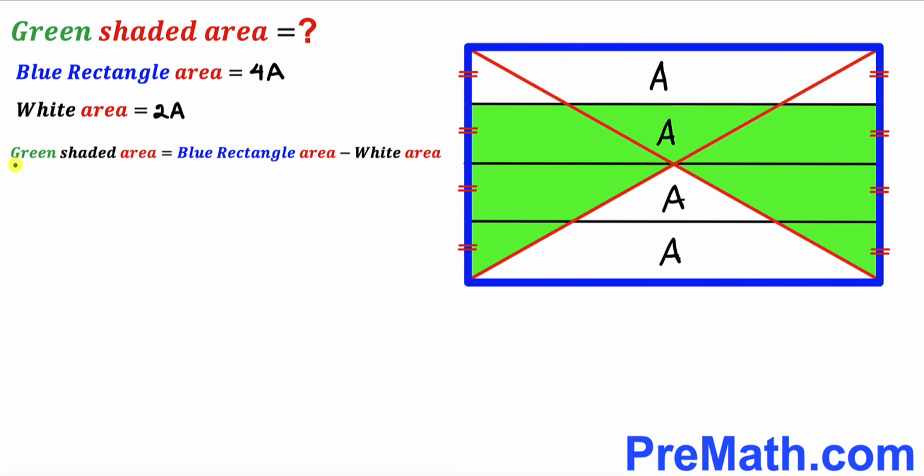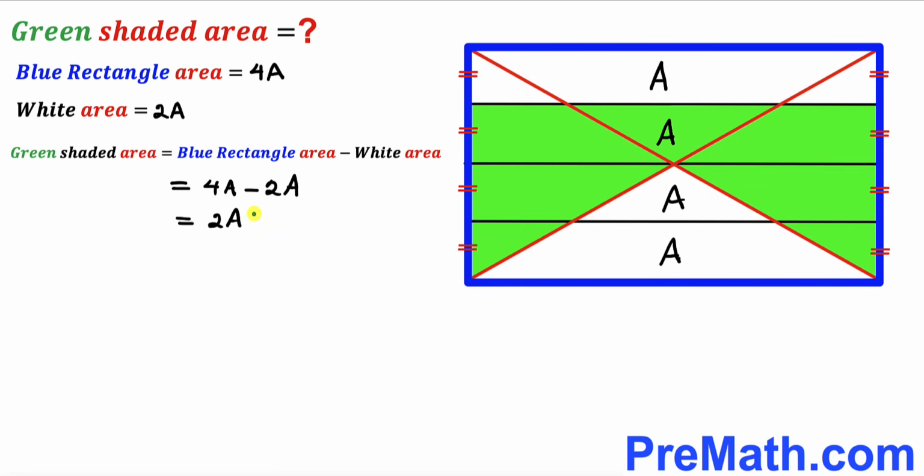Let's recall this equation once again. The green shaded region area is equal to the blue rectangle area minus the white shaded area. We know our blue rectangle area is 4 times A, and our white region area is 2 times A. Let's go ahead and fill in the blanks. So our blue rectangle area is 4 times A, minus the white region area, 2 times A. That means our green shaded region area is simply 2 times A.